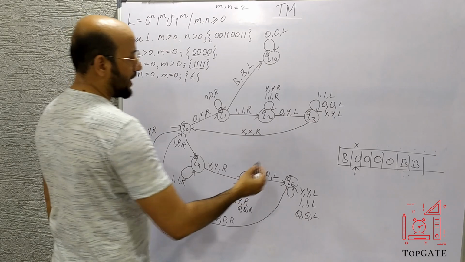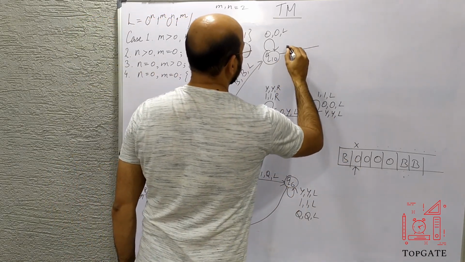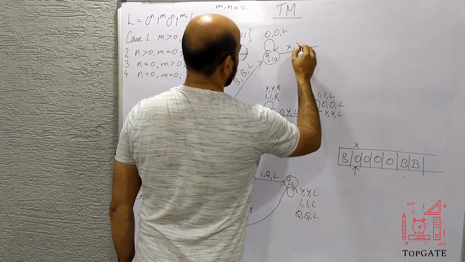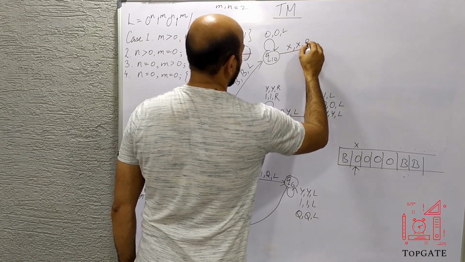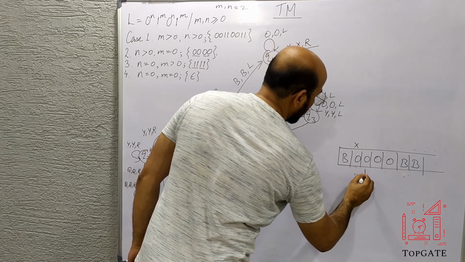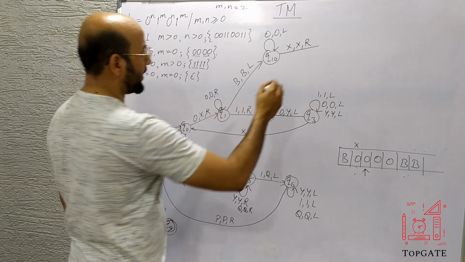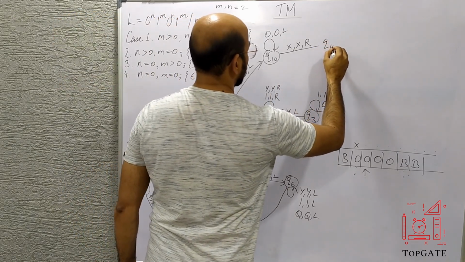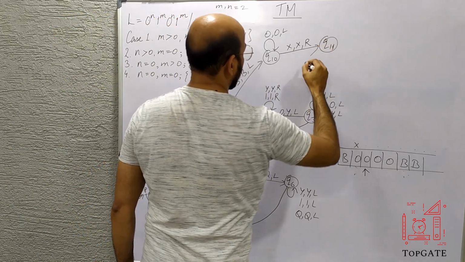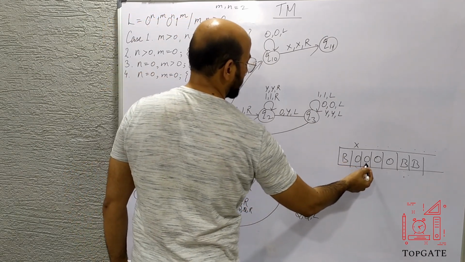Now I don't have to do anything with this X. So if you find X, keep it as X, go to the right side. So this X will be X and the pointer will now point on to this 0. So it is now simple. We have to change this 0 to Y. I'll go to state Q11 and here what I need to do, I have to make this 0 as Y.